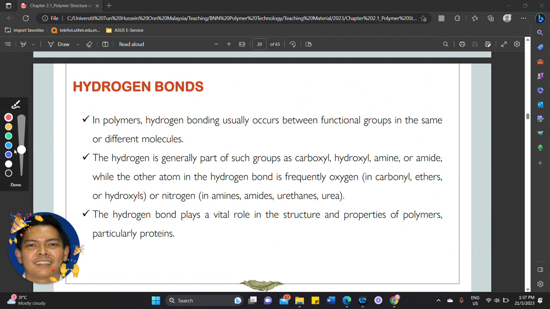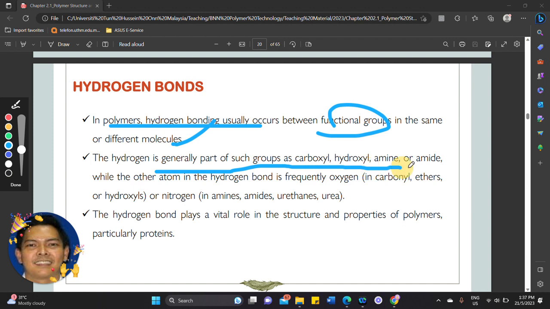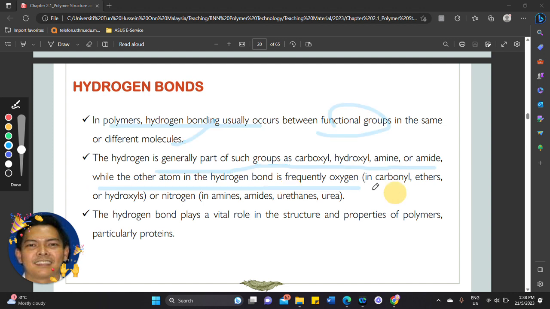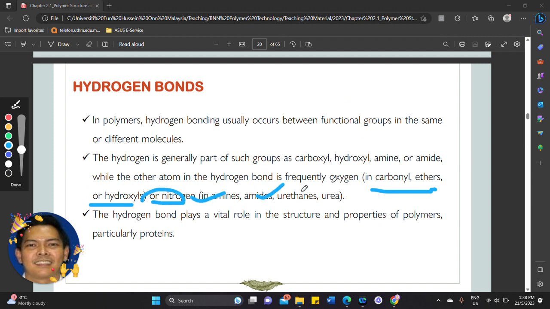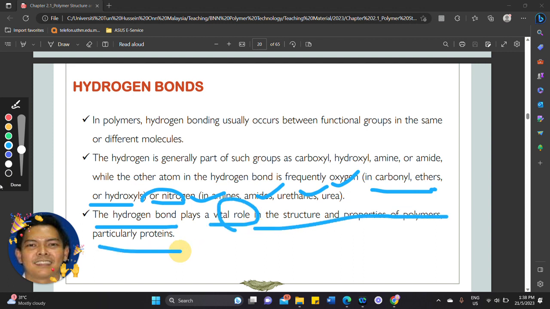Hydrogen bonding. In polymers, hydrogen bonding usually occurs between functional groups in the same or different molecules. The hydrogen is generally part of a group such as carboxyl, hydroxyl, amine or amide, while the other atom in the hydrogen bond is frequently oxygen in carbonyl, ether or hydroxyl, or nitrogen in amide, urethane and urea. The hydrogen bond plays a vital role in the structure and properties of polymers, particularly proteins.